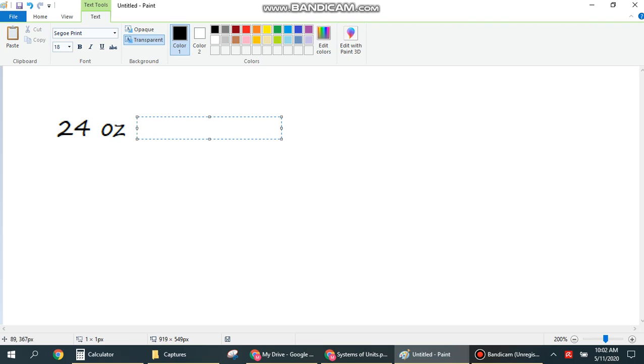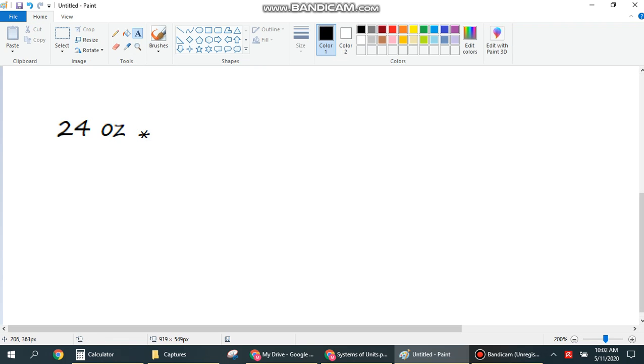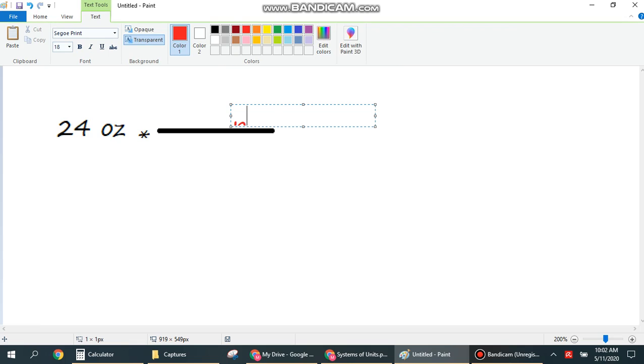Let's say I want to convert 24 ounces to pounds. So I'm going to multiply with something, and I need pounds at the top. So I'm going to multiply by a ratio, and since I'm converting to pounds, I'm going to put pounds at the top. The abbreviation for pounds is LB.